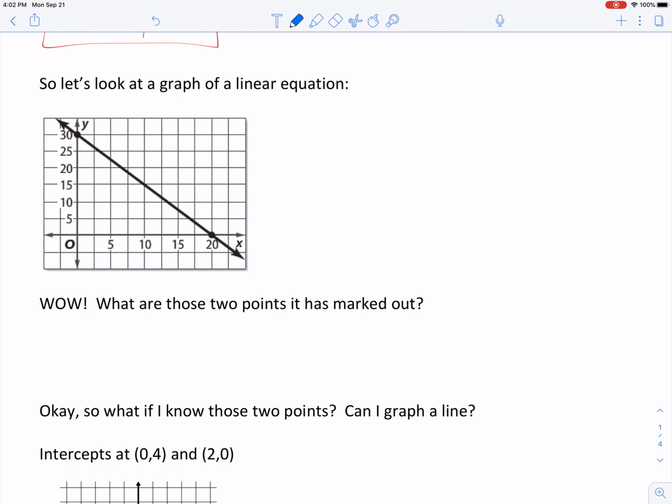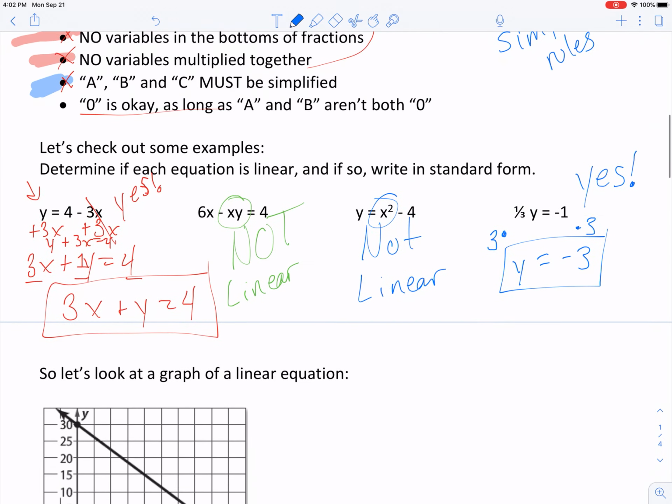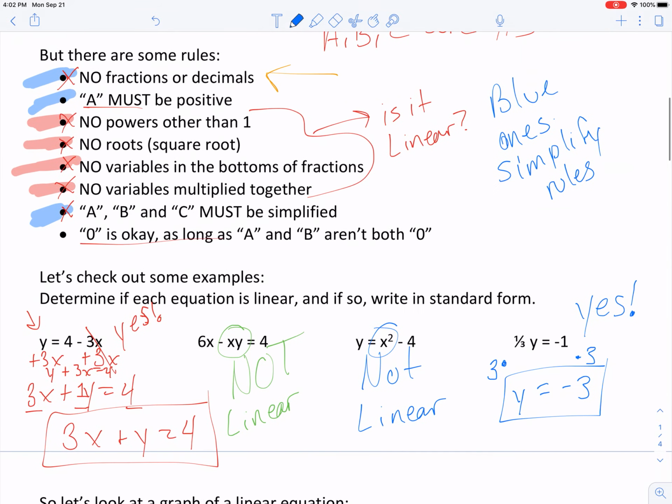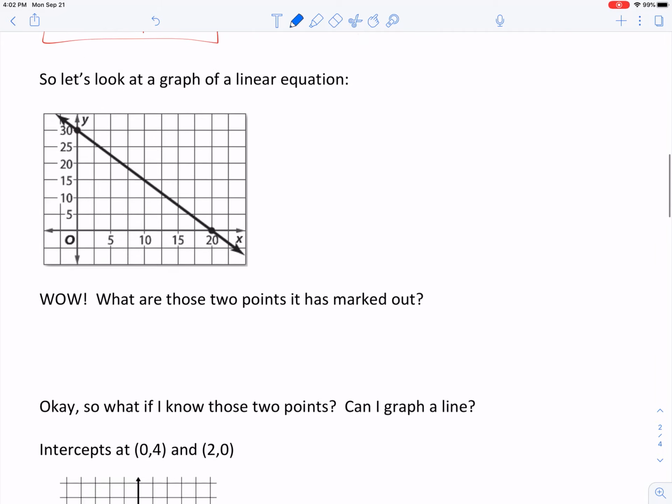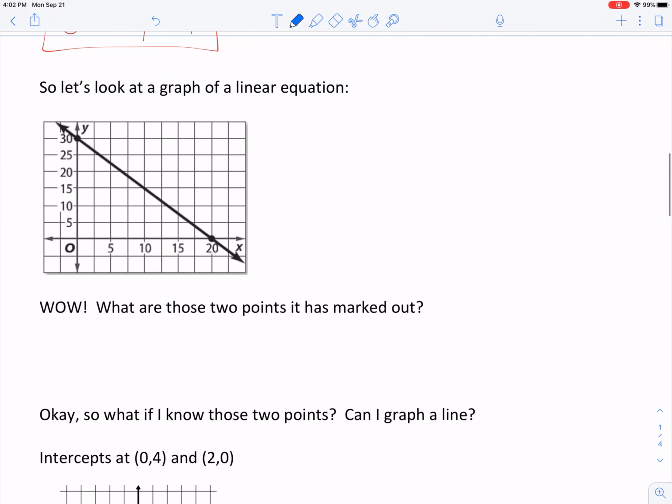Okay, so if you remember from yesterday, I did a quick introduction on graphing. I just barely touched on the fact that we can graph using the x and y intercepts. So we wrote and discovered if it was linear and how do you write it in a linear equation. This is yesterday's notes here. So now we're going to actually graph these using the x and y intercept.